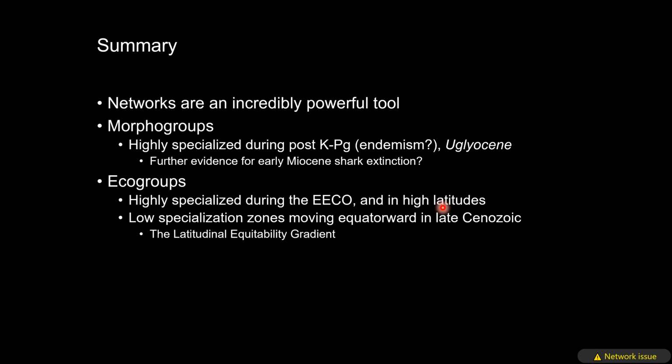Within our ecogroups, we showed that they were highly specialized during the earliest Eocene climatic optimum, possibly due to the thermally prohibitive temperatures within lower latitudes, and it appears there may potentially have been a southern hemisphere refugia amongst the Cenozoic planktonic foraminifera at this time. And of course, most importantly, we have these low specialization zones moving equatorward for the last 8 million years, which caused us to coin this term, the latitudinal equitability gradient. And we need to work out how that relates to the biodiversity gradients of other marine groups.